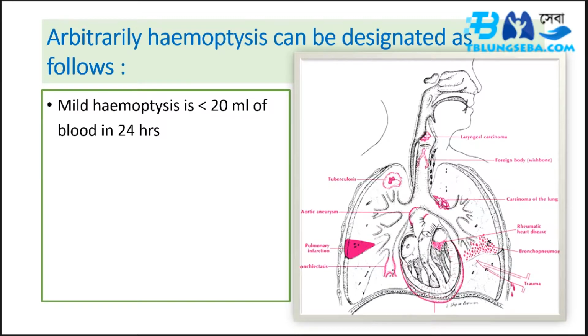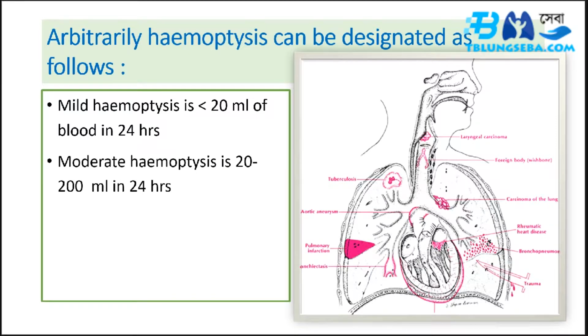Mild hemoptysis is less than 20 ml of blood in 24 hours. Moderate hemoptysis is 20 to 200 ml in 24 hours. Severe hemoptysis is 200 to 600 ml in 24 hours.